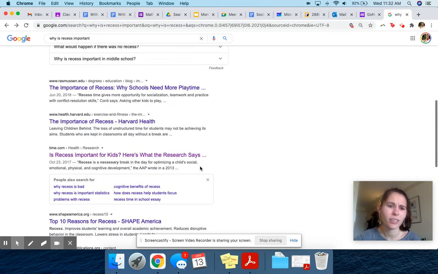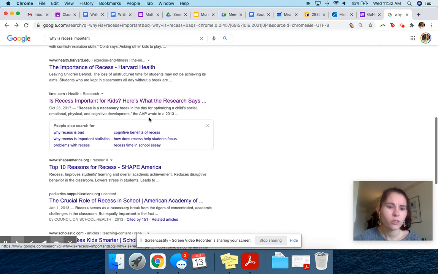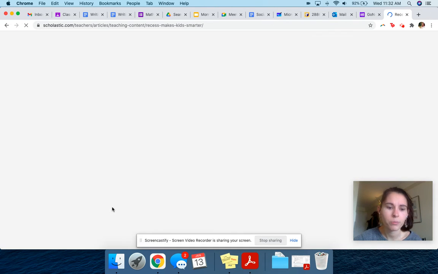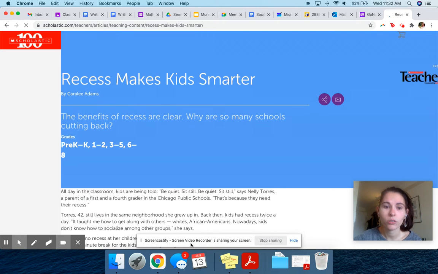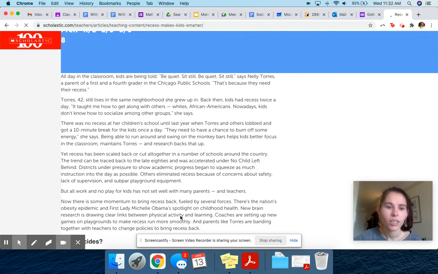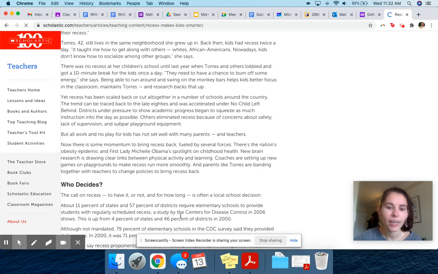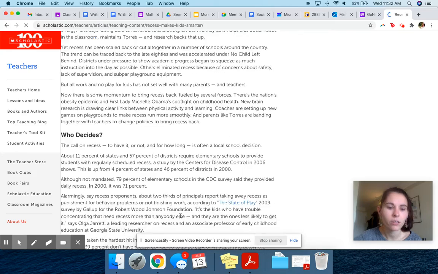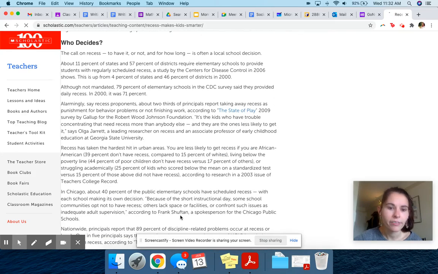I found a lot of articles that had some really tricky words. And I looked through and oof, I don't know what that means. But I scrolled down and I found some that actually weren't so tricky. I saw this article from Scholastic that's called Recess Makes Kids Smarter. I read this article to find evidence.